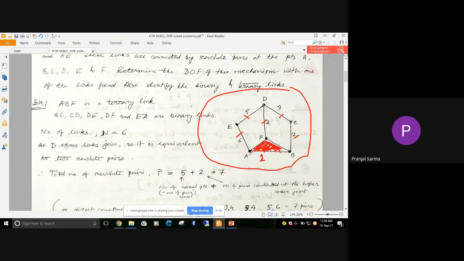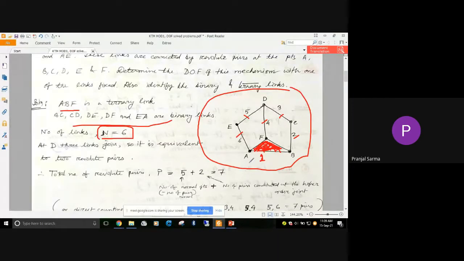So this is a ternary link. The whole thing is one link. These are binary links. So ABF is the ternary link, and the others are binary links. So the total number of links is n equals 6.